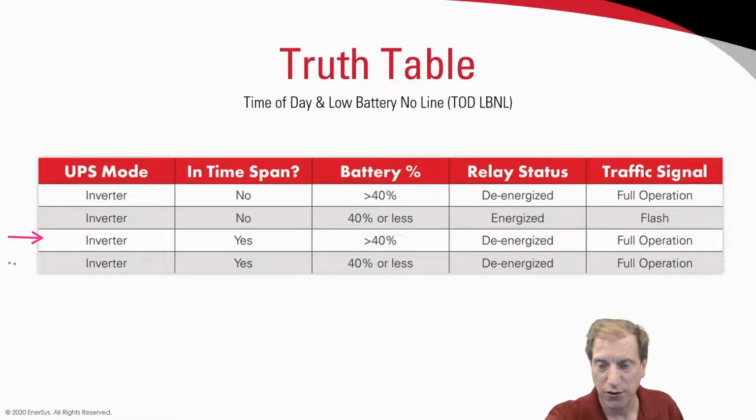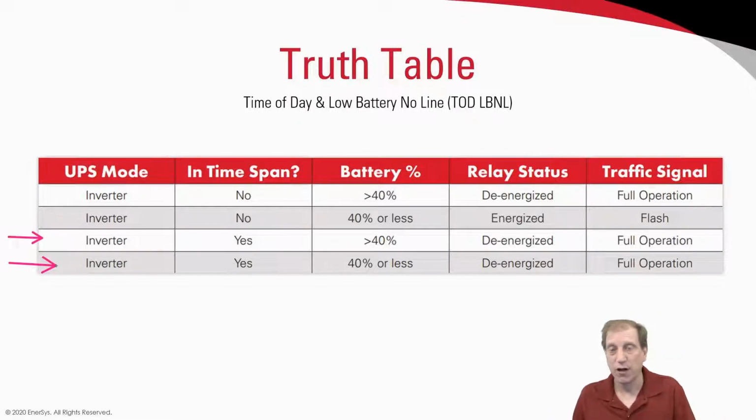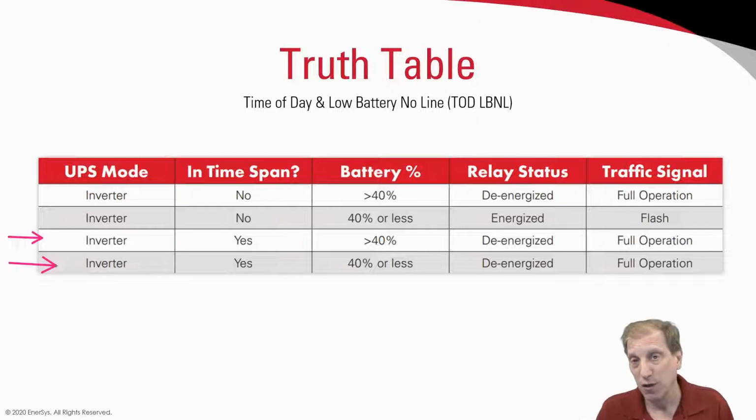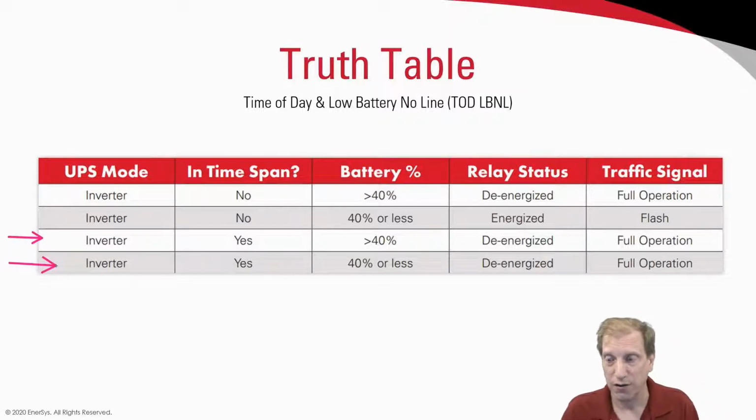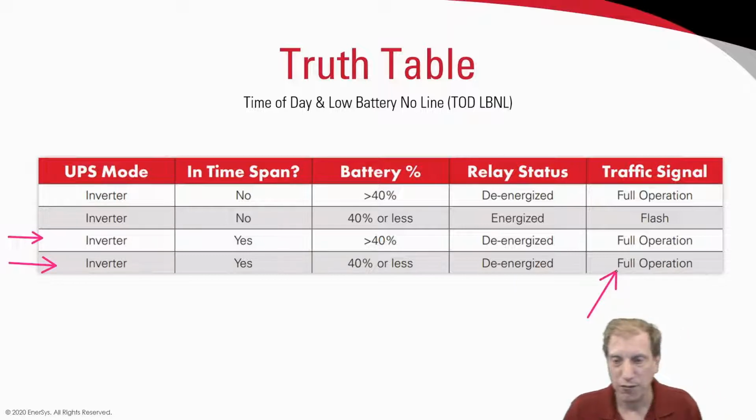All right, and then the last one, inverter mode, yep. Time span, yes. Battery happens to be at 40% or less. We're in an extended outage, but we've decided that we don't want flash in this scenario because of the traffic, because we're in that time span, so it stays in full operation. So as you think about custom data, write out a truth table, think these things out before you start programming it. It just helps you to frame your variables, frame your equation as you get into it. Okay.